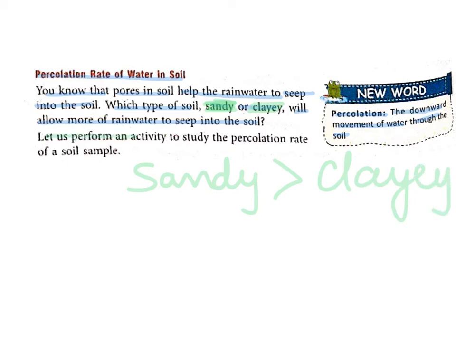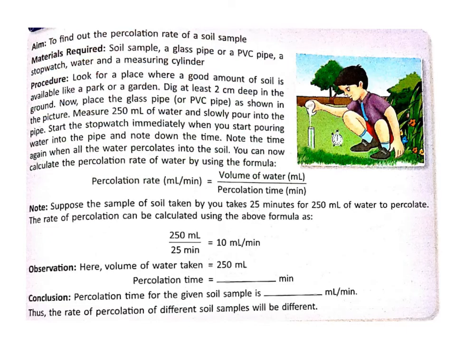Let us perform an activity to understand the percolation rate of a soil sample. Activity 6. Aim: to find out the percolation rate of a soil sample. Materials required: a glass pipe or a PVC pipe, a stopwatch, water and a measuring cylinder. Procedure: look for a place where a good amount of soil is available, like a park or a garden. Dig at least 2 cm deep into the ground.